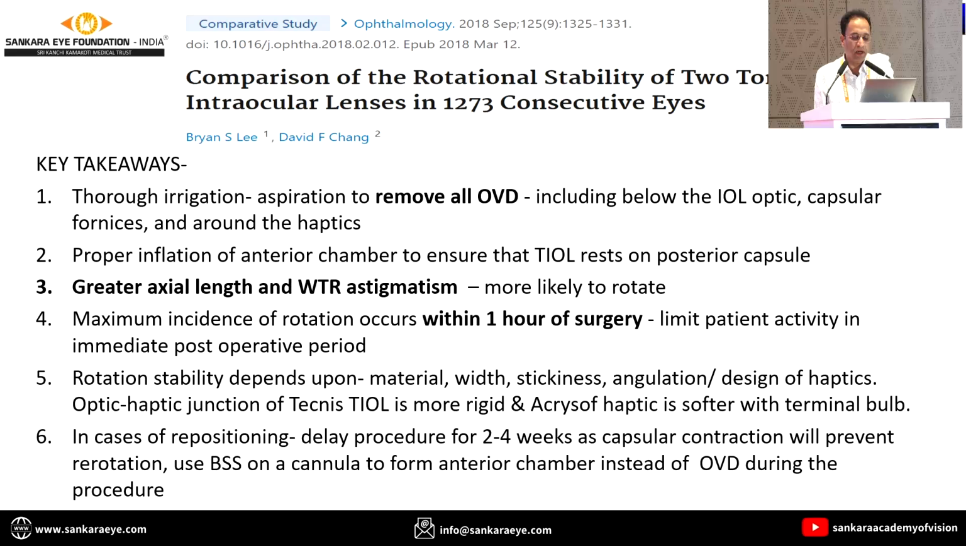Rotation stability depends upon material, width, stickiness, and design of haptics. They said that the Technis IOL rotated more than the AcrySof, and because of that J&J came out with a modification of the haptic, those sandblasted haptics, and now I believe they are also doing well. I think these are all the feedbacks that we get from them. And in case of repositioning, if there is any rotation and you want to reposition, they recommend delaying the procedure for at least 2 weeks, as capsular contraction will occur and it will prevent re-rotation, and use BSS on a cannula to form the anterior chamber instead of OVD during the procedure.